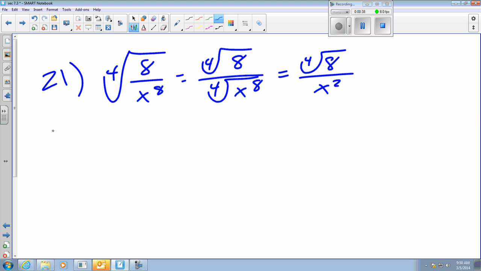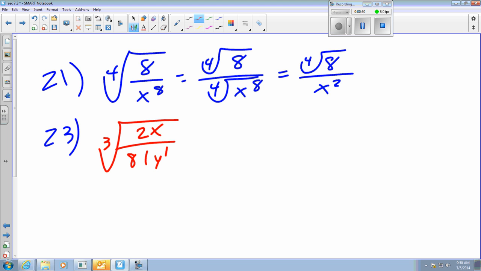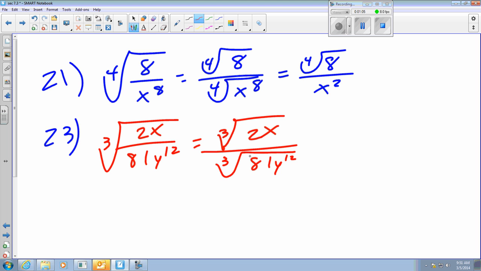Number 23. 23 says the cube root of 2x over 81y to the 12th. Again, if I could simplify 2 and 81, I would do it at this point, but I can't, so I'm going to split it into the cube root of 2x on top and the cube root of 81y to the 12th on the bottom. Again, on the top, nothing really simplifies there, so I'm going to leave it like that.